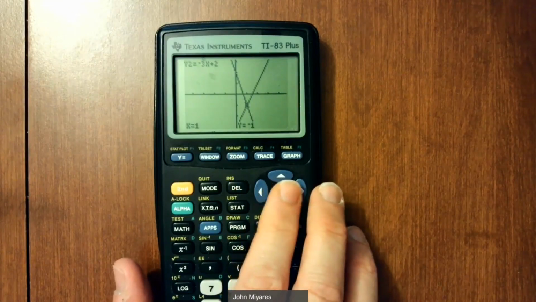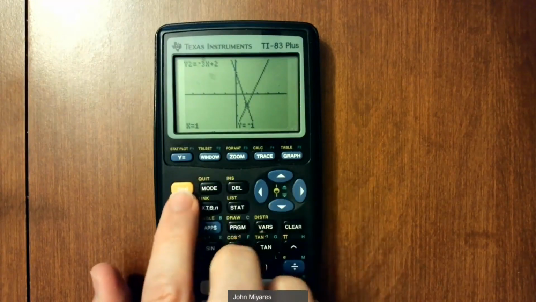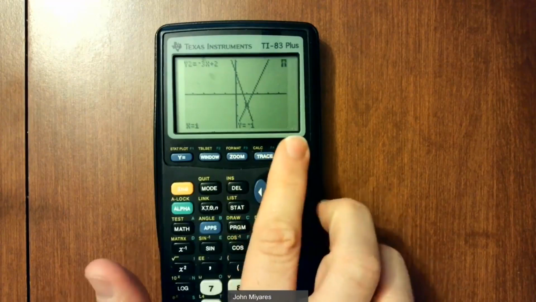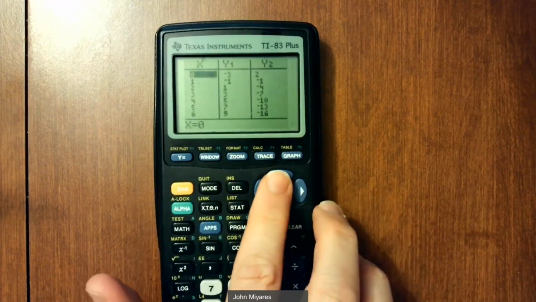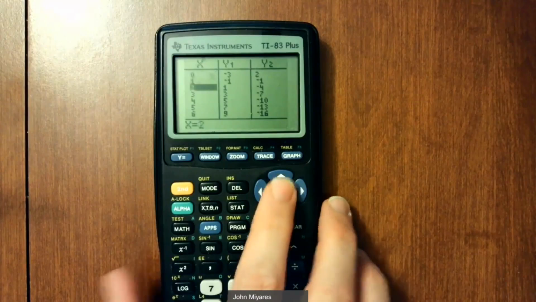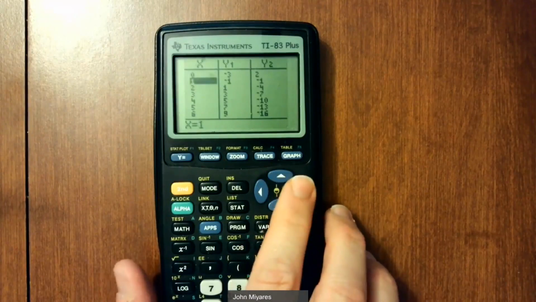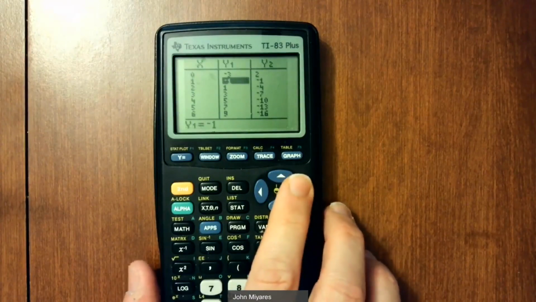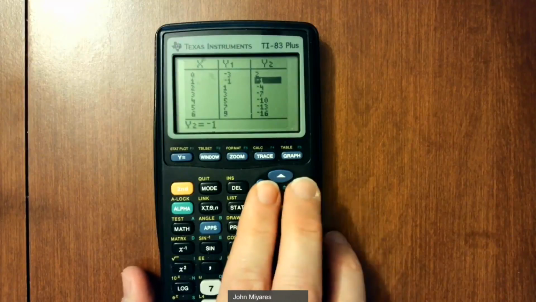One way we can also look at this is I can look at the table. If I hit second function graph, what I see is different x values starting at 0 and working my way up. At x equals 1, y1 equals negative 1, and y2 equals negative 1.